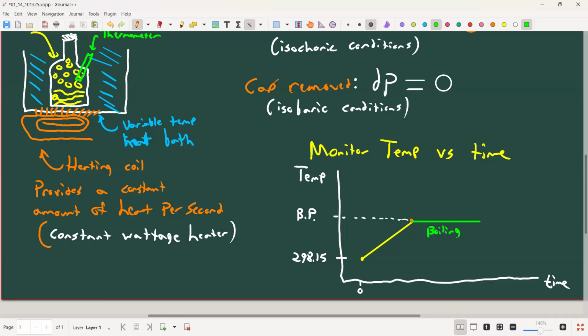And eventually you boil all the liquid off. If you guys have ever forgotten about your macaroni water, you just let it boil and it disappears. What happens? Well, then the pot starts to heat like crazy, right?